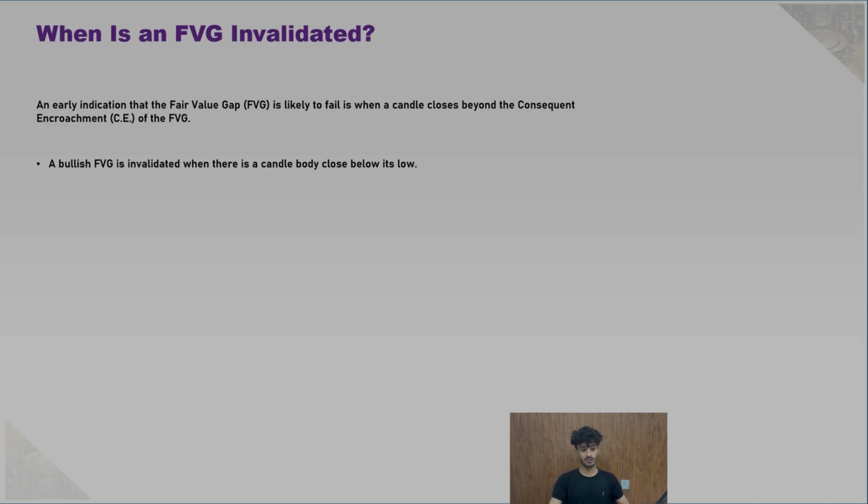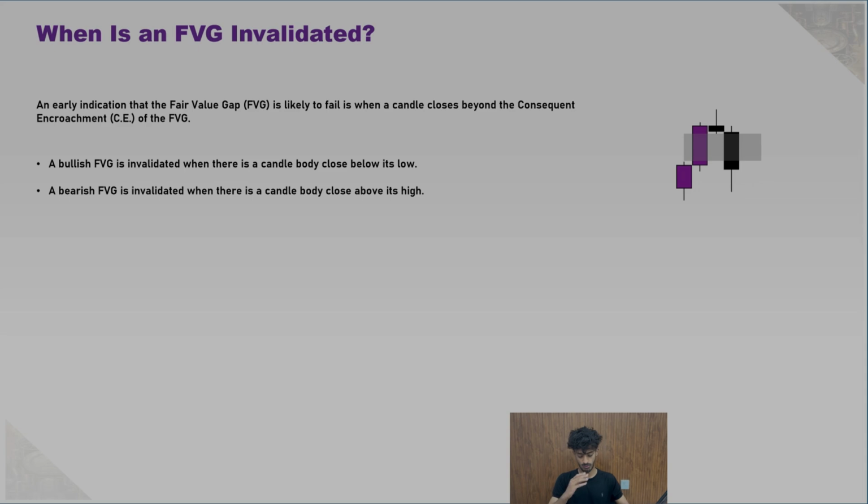Now, a bullish fair value gap is invalidated when there is a body close below its low. Let's take an example. We have the first candle, second candle, and third candle. We have the high and the low of this fair value gap. If the candle closes below that fair value gap, it's not just giving a wick and going back above, but a body closure. If you look at it, we have the body closure below that fair value gap. Now it's invalidated. Now we have no idea whether price will go higher or lower from the fair value gap. We don't have an idea, so it gets invalidated.